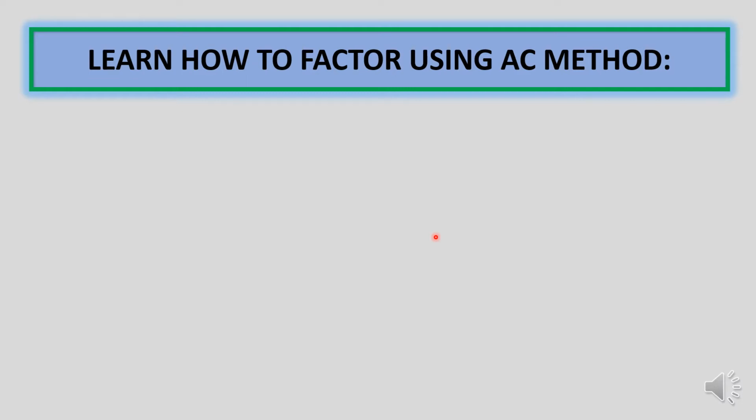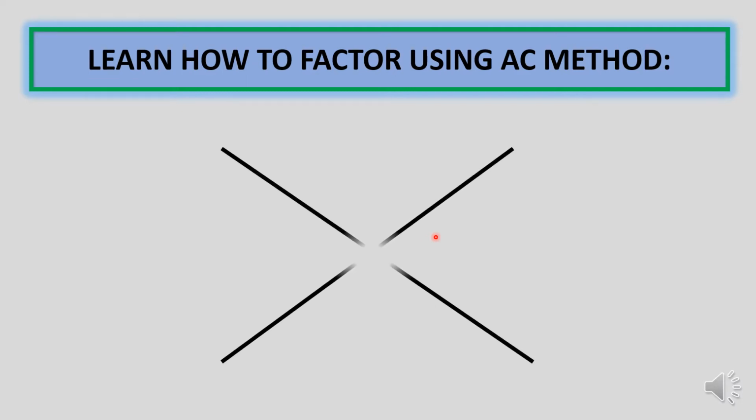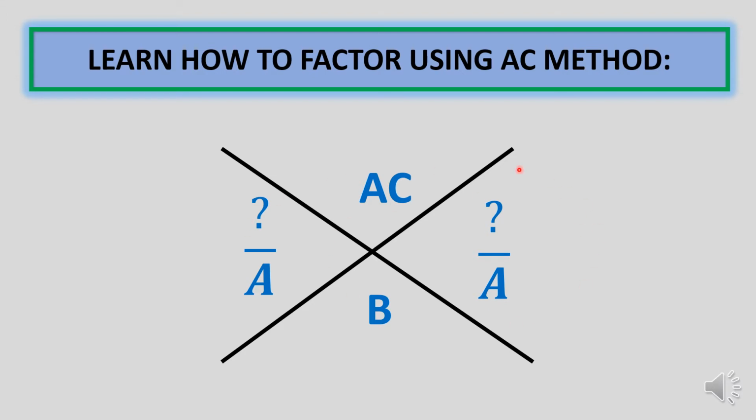You have to draw first two intersecting lines. Okay. Then at the top, we're going to write AC. Then at the bottom, you have B. And then for both sides, left and right, you're going to write question mark over A, and then you have the same, question mark over A. Okay, so this is the AC method form. So memorize this one. Okay, so let's have examples for this, how this AC method works.